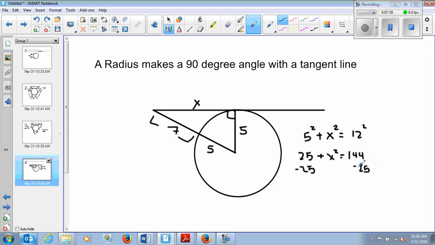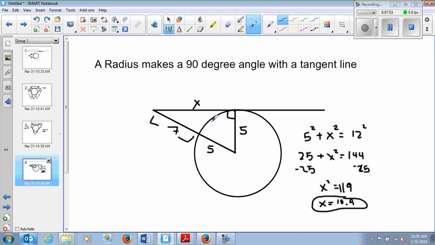Oops, it's a very ugly 25 there. What I get when I subtract 144 minus 25 equals 119. So I'm left with x squared equals 119. Ugh, having some trouble writing here. And then to get that answer, I just take the square root of 119, which is going to be close to 11, but it's 10.9 is the length of that tangent line segment there that touches that.